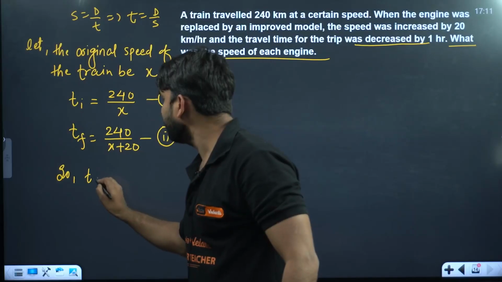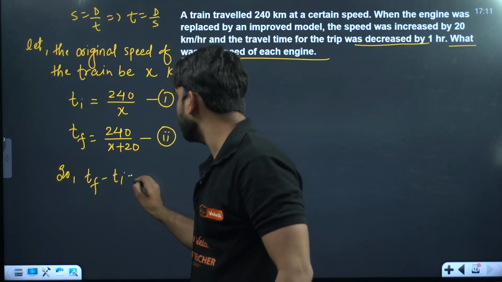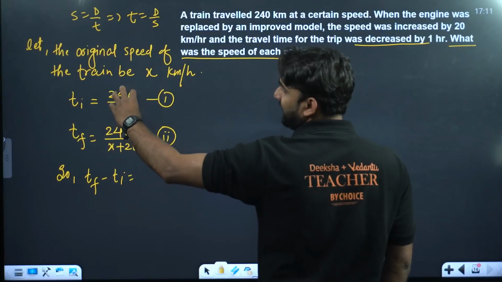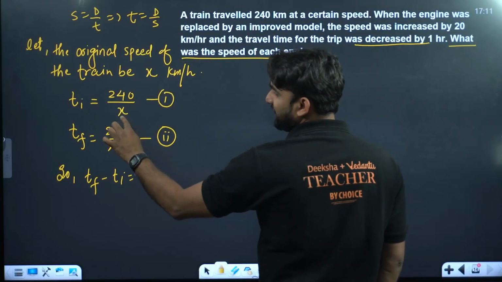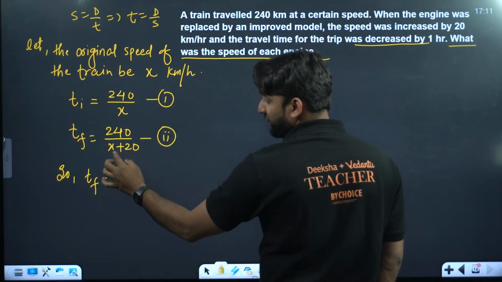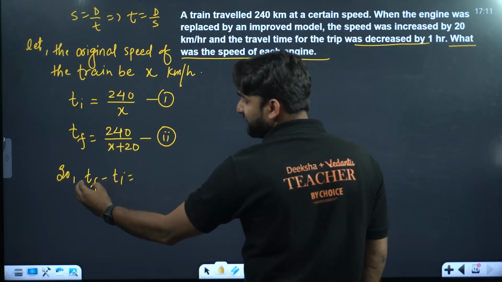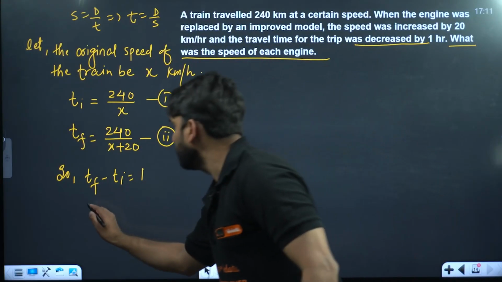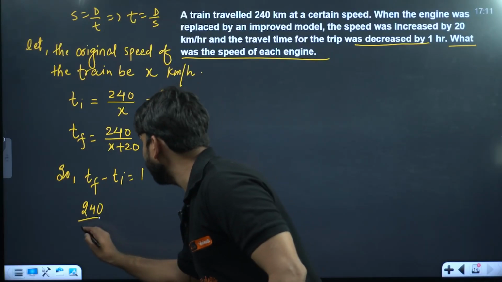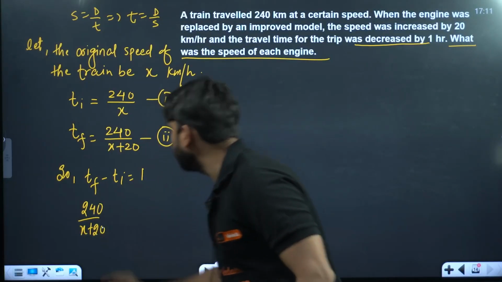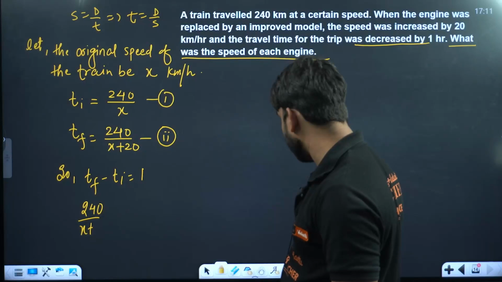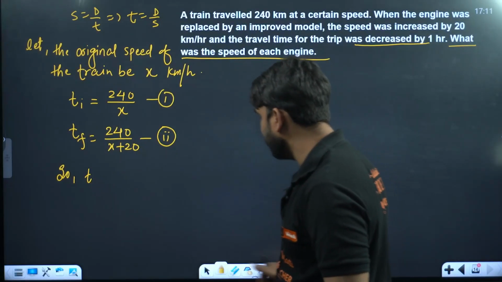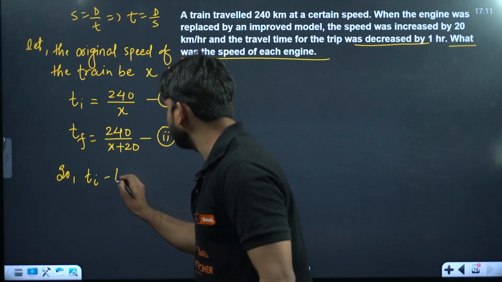So t final minus t initial will be, which time will be greater? This time will be greater. Why? Because the speed is only x, and this time will be smaller because the denominator is increased by 20. So the difference of tf minus t initial will be 1. Sorry, initial we are writing here first. Why are we writing it here? So this is ti minus tf will be 1.